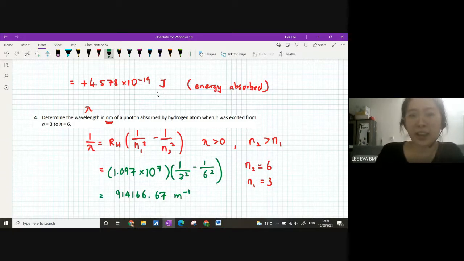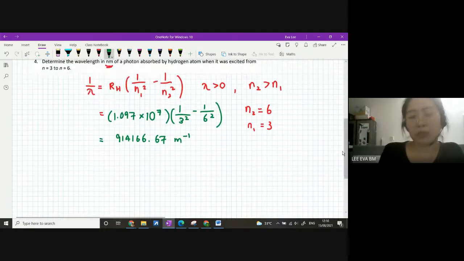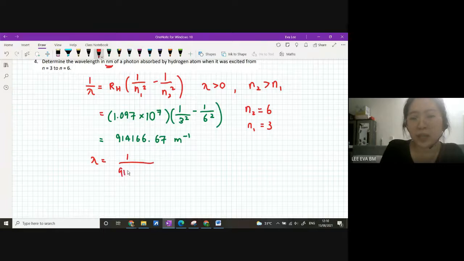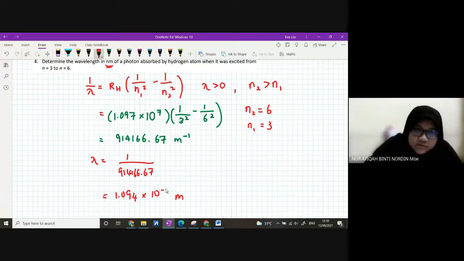You still halfway there. So in order to get your wavelength, we need to convert into meter. So if you see 1 over lambda, so we want to convert into lambda, 1 over the answer that you got earlier here. But still, we are finding the answer in meter. So cari dulu jawapan ini. 1.094 times 10 to the power of -6.